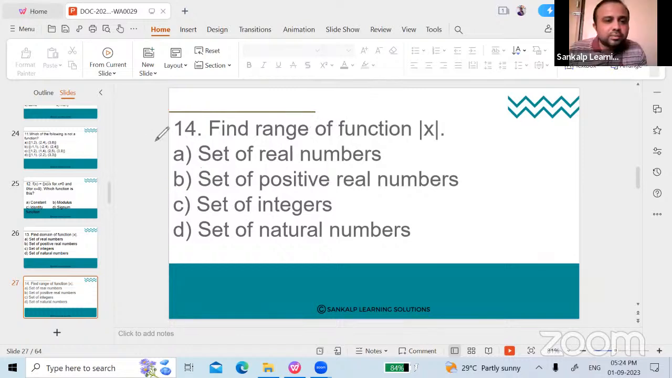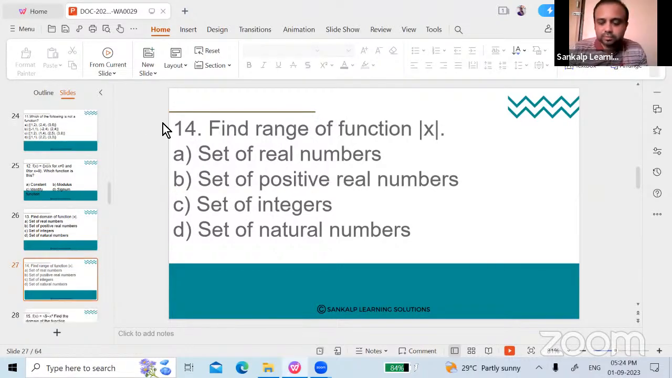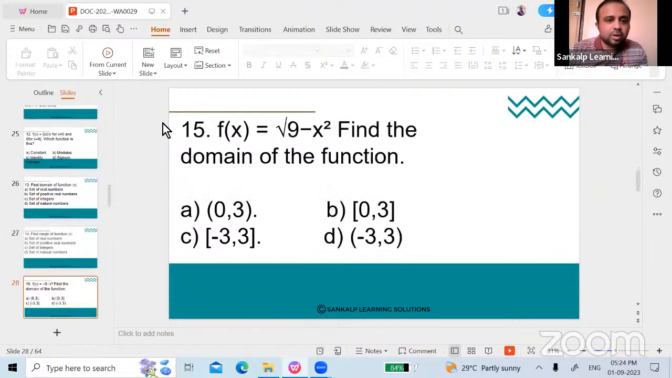Now, the next question is, question number 15. f of x is root of 9 minus x square, under the root of 9 minus x square. Find the domain of the function.